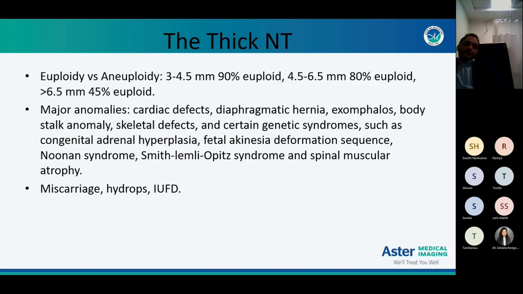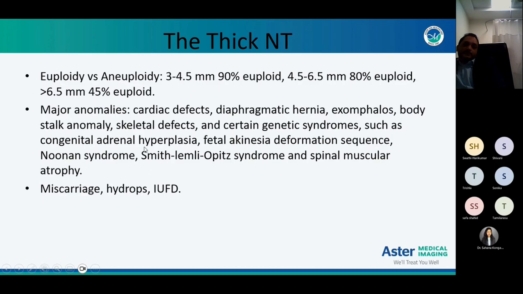Now, not only aneuploidy, a thick NT can also mean other major anomalies such as cardiac defects, diaphragmatic hernia, exomphalos, body stalk anomalies, skeletal defects, and other genetic syndromes like congenital adrenal hyperplasia, fetal akinesia deformation sequence, Noonan syndrome, Smith-Lemli-Opitz syndrome, and spinal muscular atrophy.